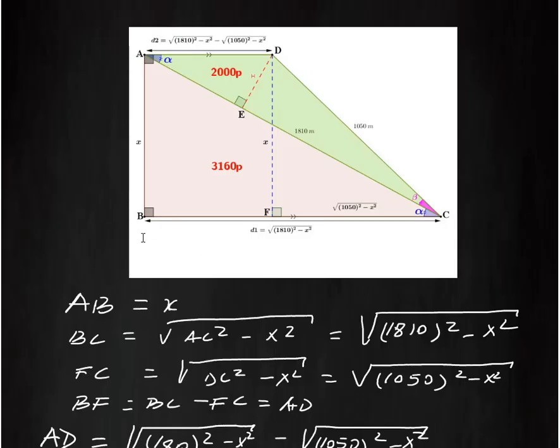Call it x, and then BC we call the square root of AC squared minus x squared, and the other one, FC, is another triangle here, triangle DFC. We can say FC is equal to the square root of DC squared minus x squared, but we know DC and we know AC, so that means BC is equal to the square root of 1810 squared minus x squared, and FC is equal to the square root of 1050 squared minus x squared.